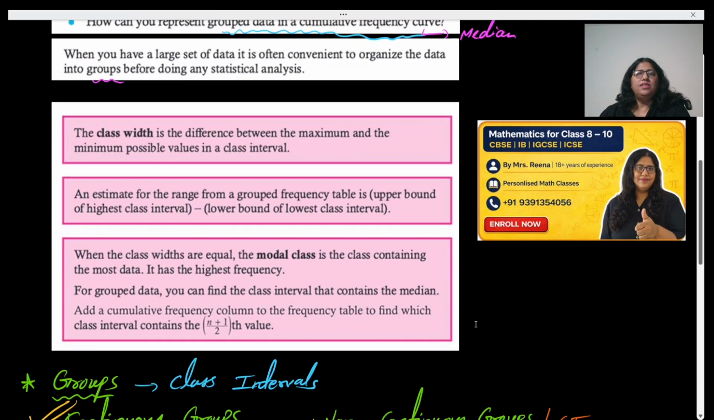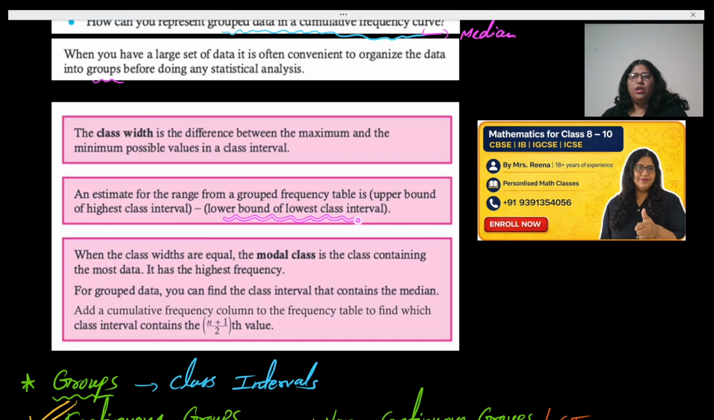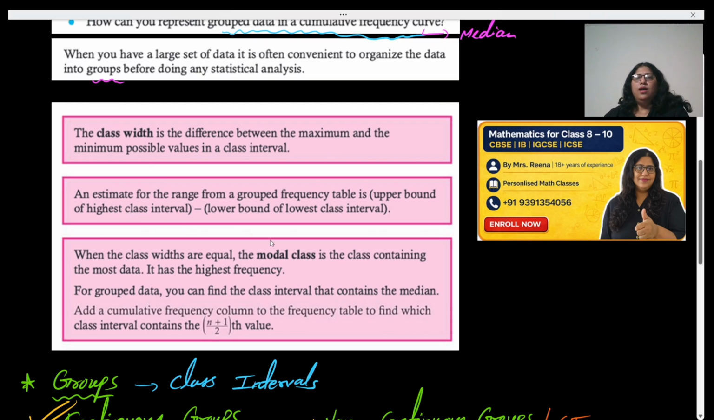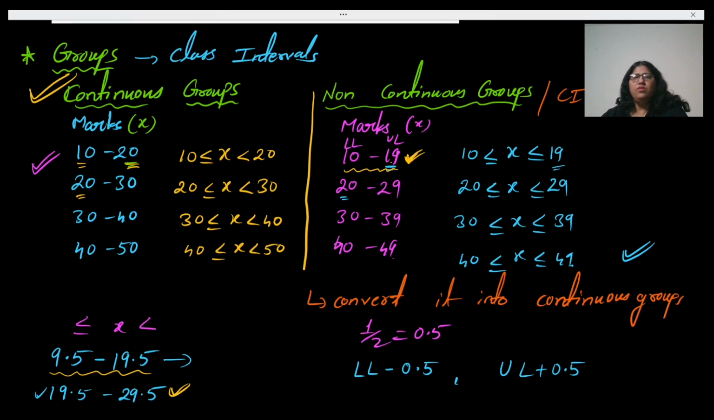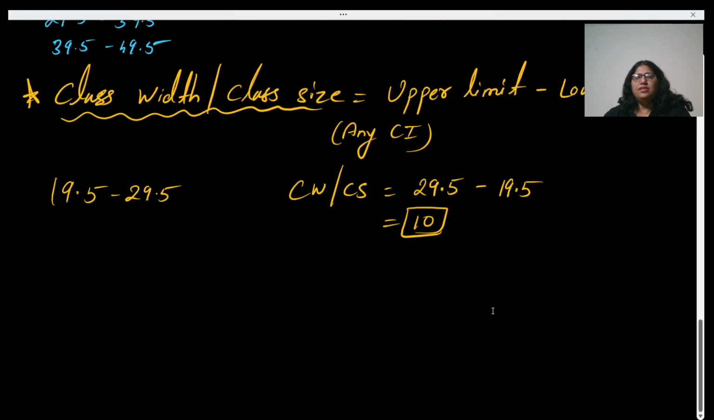Other than that, range we have already seen. Whenever we estimate the range from a grouped frequency, it is the upper bound of the highest class interval minus the lower bound of the lowest class interval. So what is the highest class interval? The upper bound minus the lowest lower bound. The range is the lower bound of the first interval and the upper bound of the last, highest class interval.